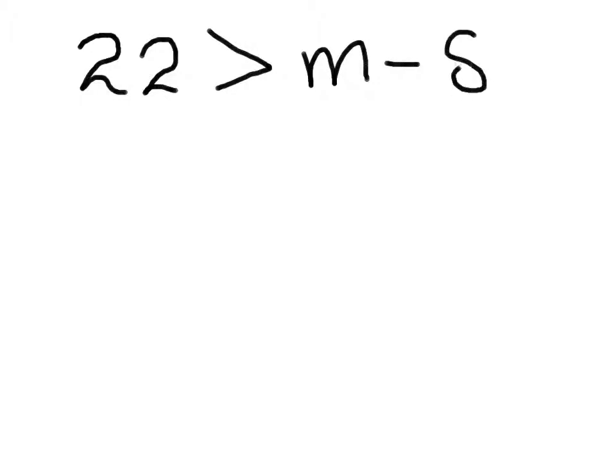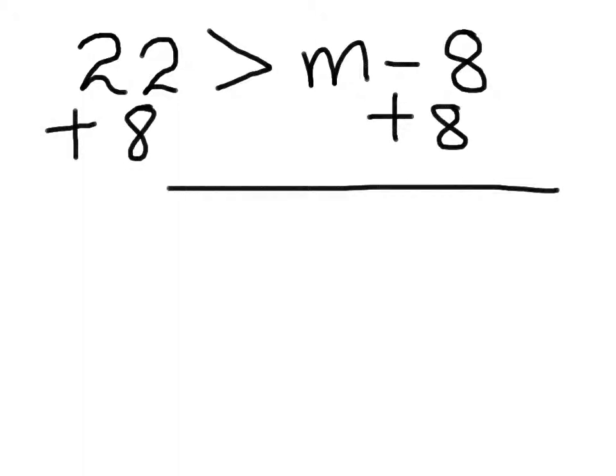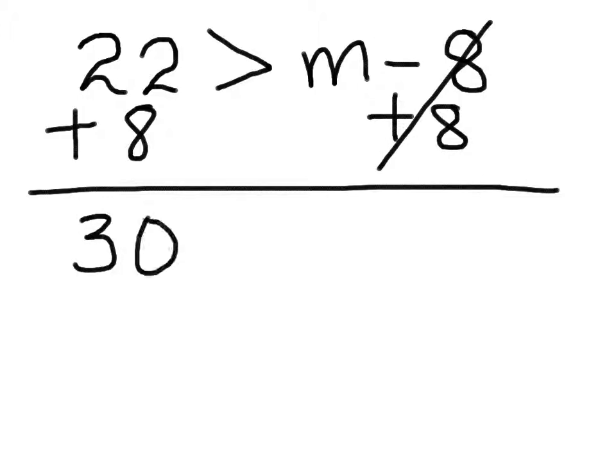It says solve inequalities. So we have 22 is greater than m minus 8. So we want to get m by itself. What do we got to do? Plus 8 to both sides. So these are pretty simple algebra problems, aren't they? Just involving the addition property of opposites. So we have 22 plus 8 is 30, is greater than m. Is that right? Yep.